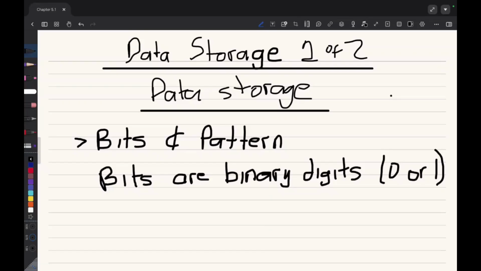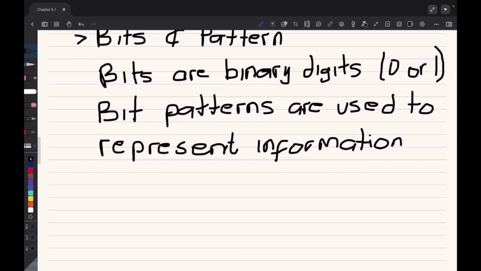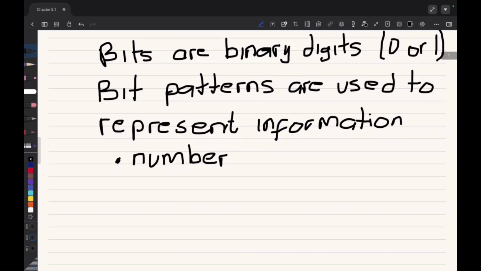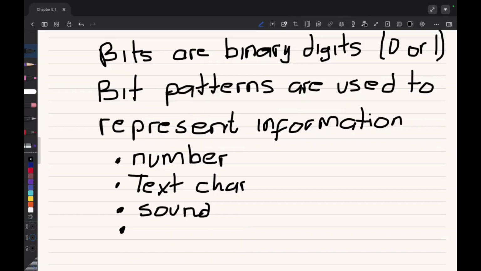These are binary digits, and this information that is presented by bit patterns can be a number, which of course we're going to be dealing with in data storage, right? And then text characters. It can be sound, it can be images, all these things, etc.